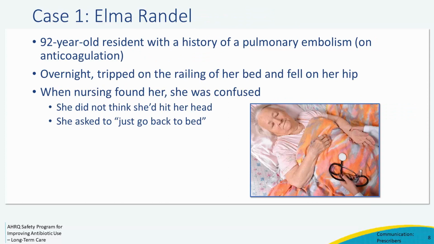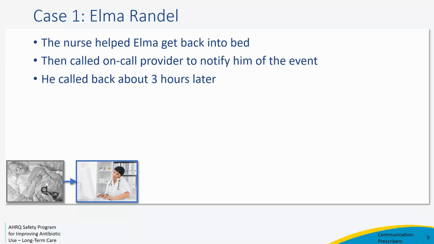Elma Randall is a 92-year-old long-term care resident with a history of a pulmonary embolism. She is on warfarin. Overnight, she got up and tried to reach the bathroom, but she tripped on the railing of her bed and fell on her hip. When nursing found her, she was confused. She did not think she'd hit her head. She asked to just go back to bed. After the nurse helped Elma get back into bed, she called the on-call provider to notify him of the event.